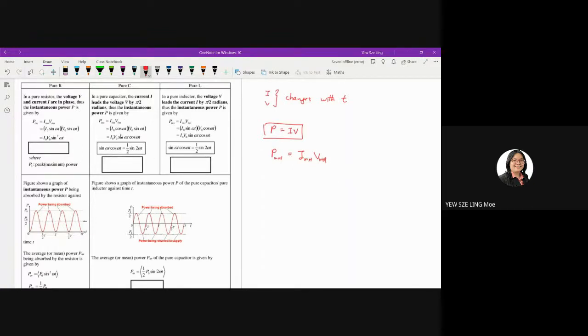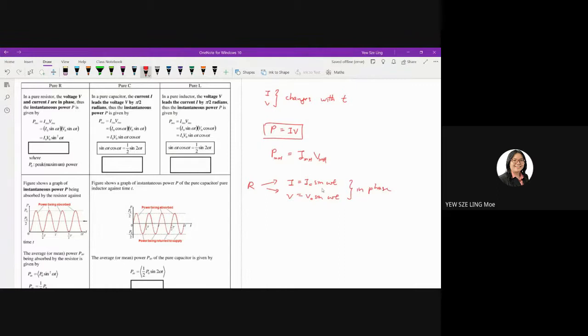Now let's go back to the table. The reason why we use these equations is that V and I change with time, so we are going to derive an equation. In a pure resistor, the voltage and current are in phase. Thus, the instantaneous power is given by P instantaneous equals to I instantaneous times V instantaneous. For R, I and V are in phase, so I equals I naught sine omega t, V equals V naught sine omega t.